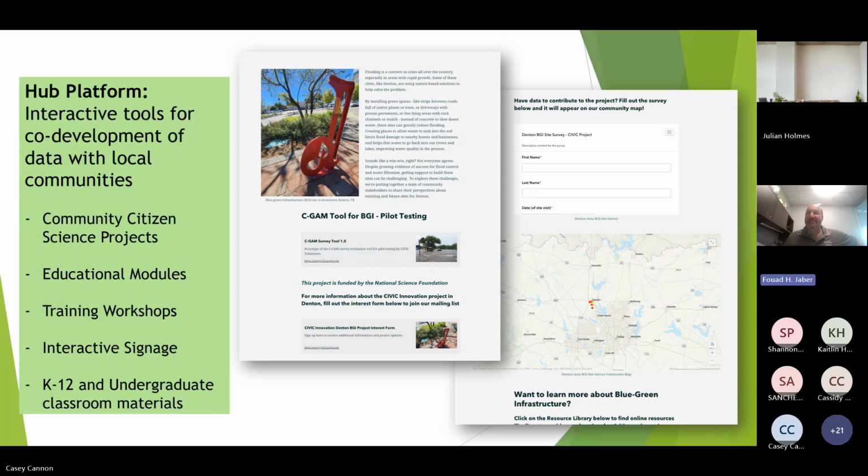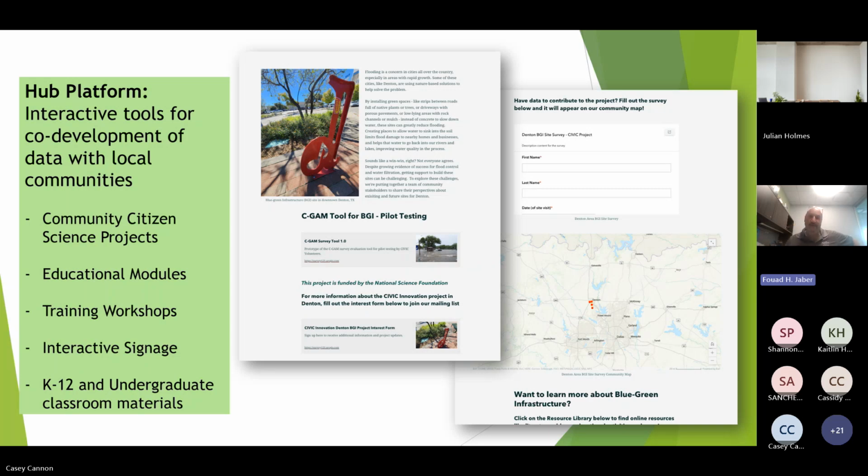We just added it to the hub that was developed for other projects that include some community citizen science projects. It has some educational modules on what is green infrastructure and green infrastructure maintenance. It advertises training workshops that are done by our group, in collaboration with the TWRI, Texas Water Resources Institute. They have a group here that's based in the Dallas Center with me. There's also interactive signage, and then there's material specifically for K-12 or undergraduate students.